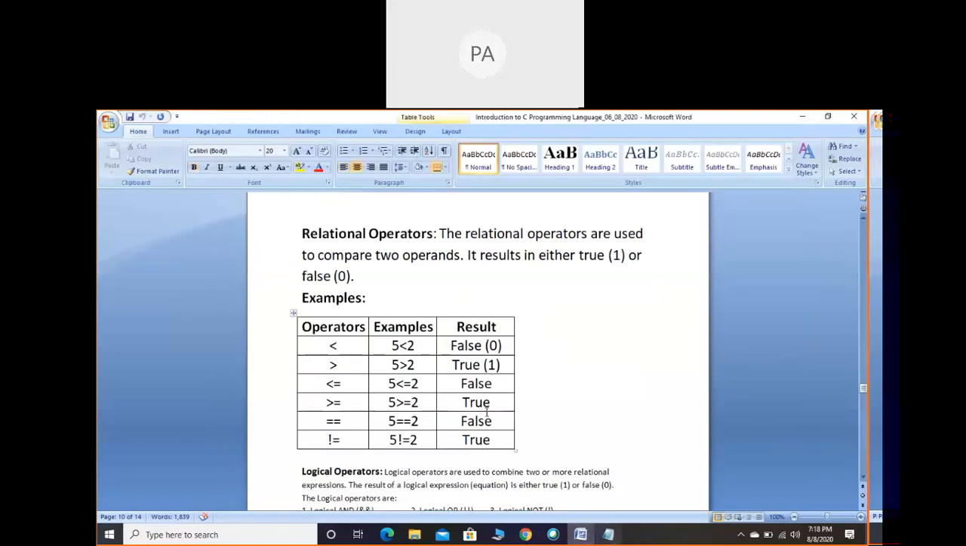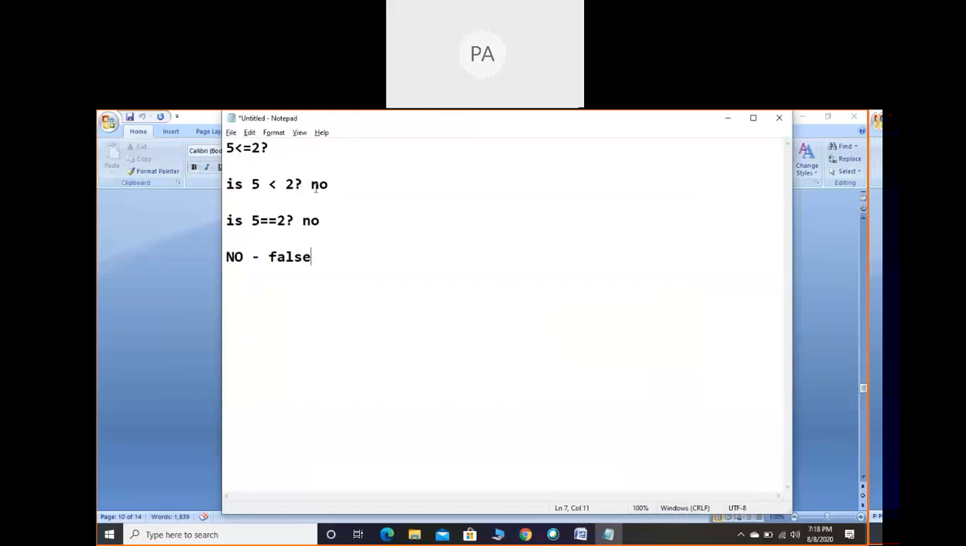So by considering the questions, is 5 less than 2? No, false. Is 5 equals to 2? No. So in both the cases it is no. So the final answer is false. But if we go to another example in the table, is 5 greater than or equals to 2? While reading, if I say is 5 greater than or equals to 2, what do we say? Yes, because 5 is greater than 2. If I break this into two questions, is 5 greater than 2, one question, then is 5 equals to 2, second question.